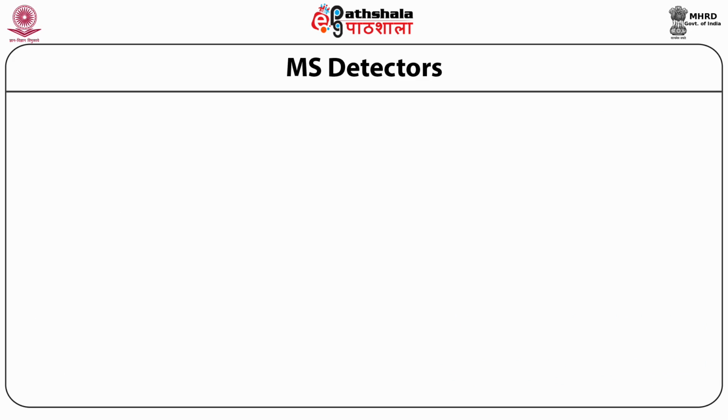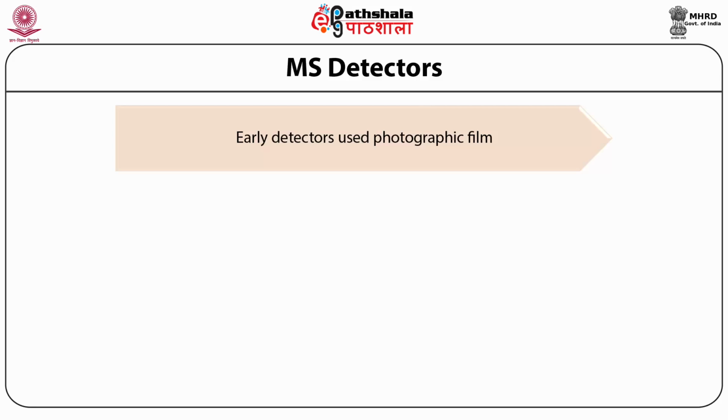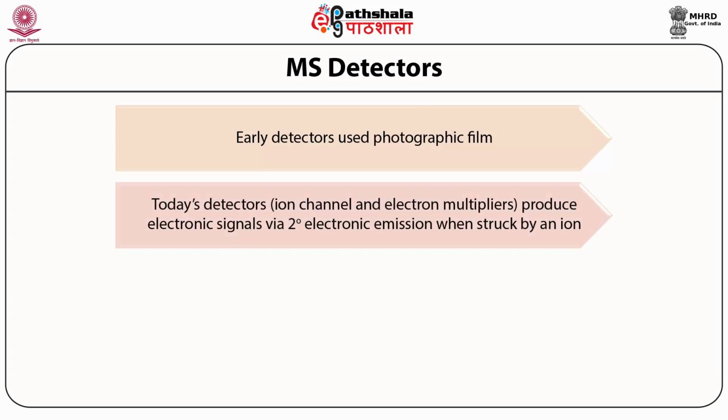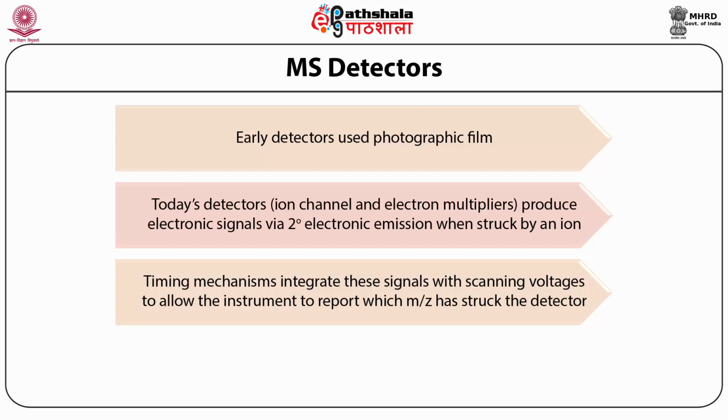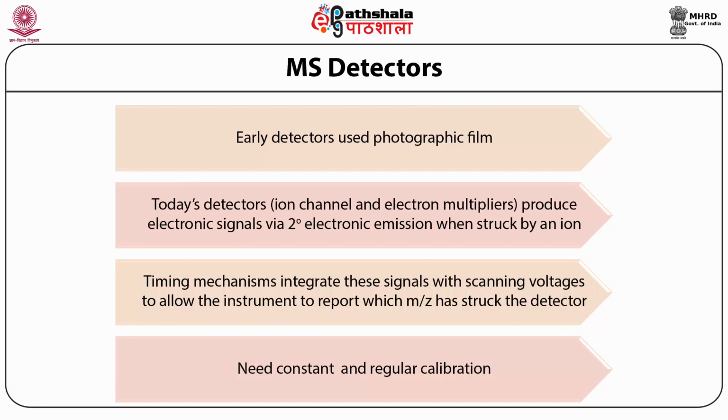Detectors of mass spectrometer. It is the last section of a mass spectrometer. Earlier, detectors used photographic films, but nowadays detectors such as ion channels and electron multipliers produce electronic signals via secondary electron emission when struck by an ion. Timing mechanisms integrate these signals with scanning voltage to allow the instrument to report which M/Z has struck the detector. These detectors need constant and regular calibration.